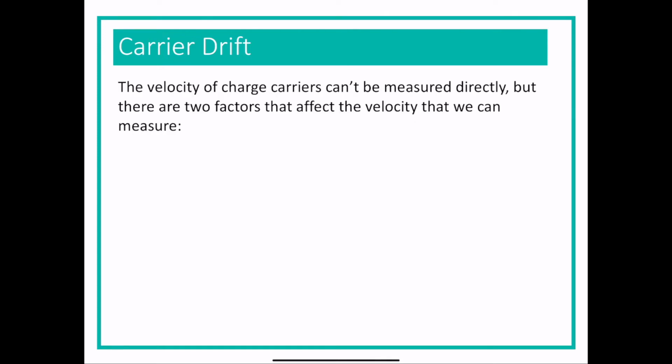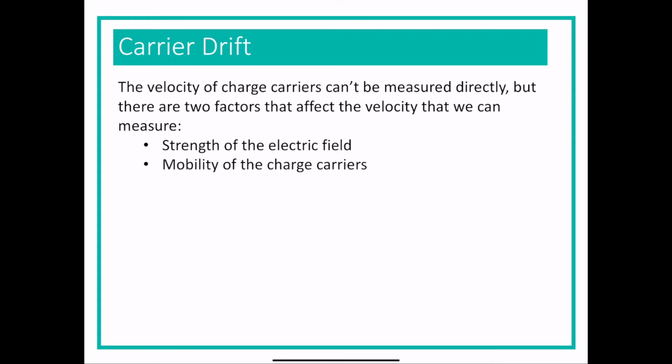So there are two things we can measure. We can measure the strength of the electric field because a human being applies it, so we know what the value of it is because we decide what the value of it is. And we do know the mobility of the charge carriers, the electrons and the holes. And that's something that's been studied by somebody who has a PhD and sat in some office and in a lab and tested it and found out what the numbers were and put them in a table just for you. So this is something we can look up.